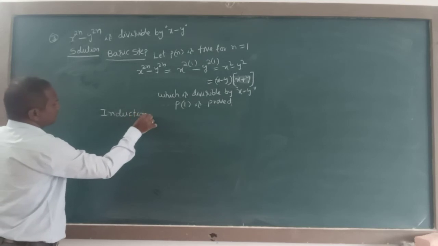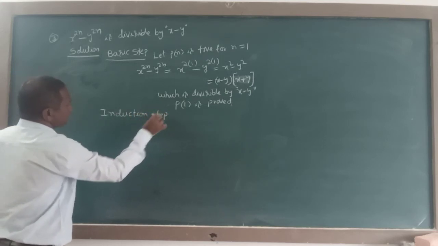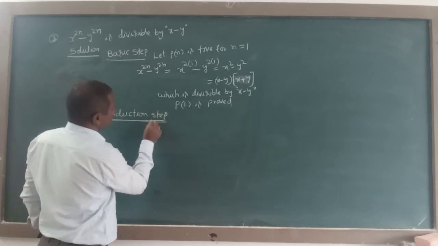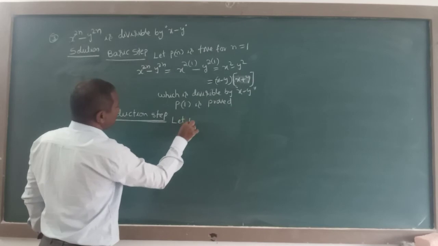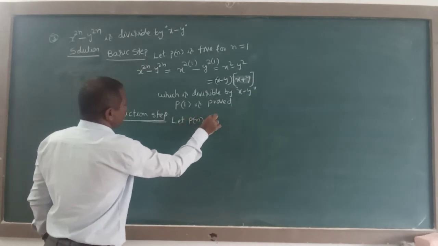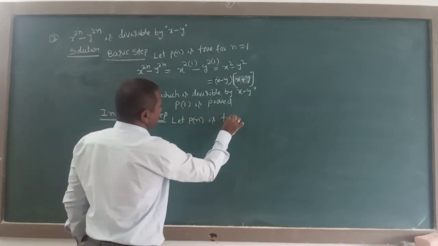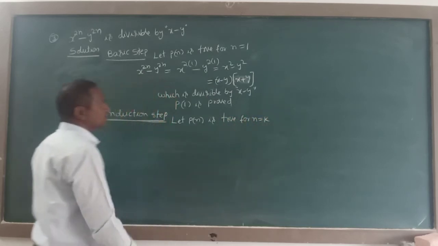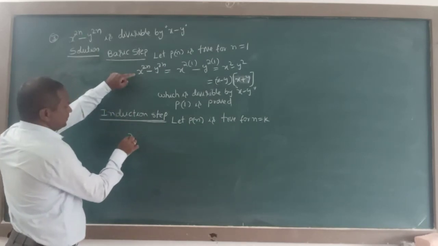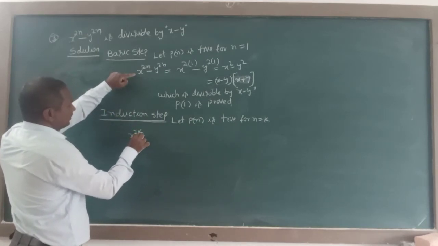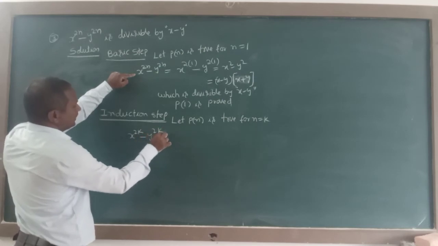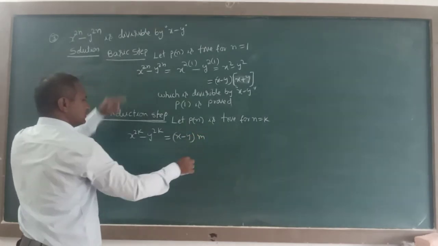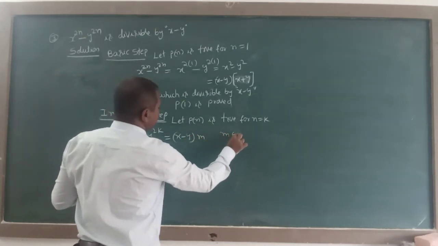Induction step here. Let P of n be true for n is equal to k. That is, x to the power of 2k minus y to the power of 2k is equal to x minus y into m, where m belongs to N.